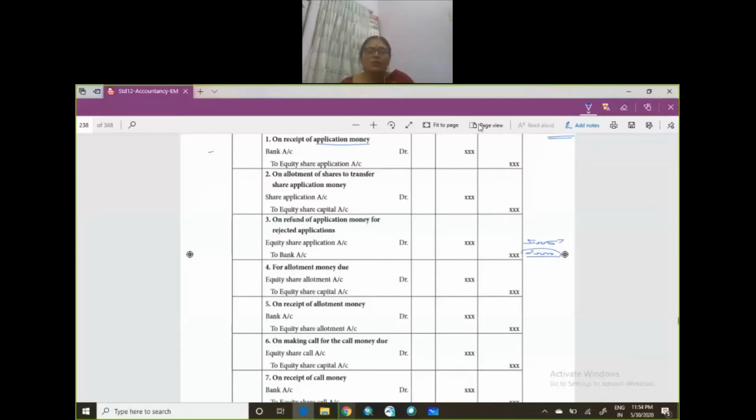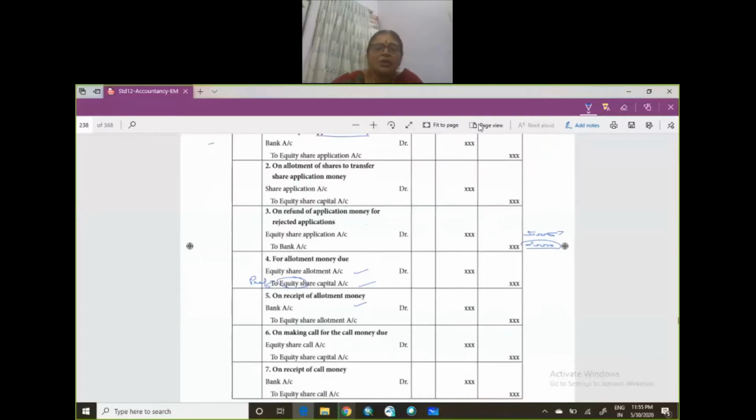When the allotment is due, what's the journal entry? Allotment account debit to share capital. If it is preference shares, they will write preference here; if it is equity shares, they will write equity. So preference share capital, equity share capital. Then on receipt of the allotment money, bank account debit to equity share allotment account. Then comes the call: Equity share call account debit to equity share capital. Then bank account debit to share call, on receipt of call money. It can be the first call, the second call, then the final or third call, according to the number of calls.